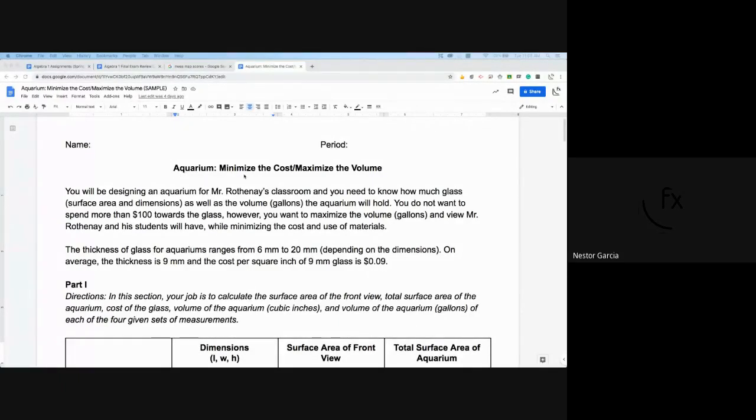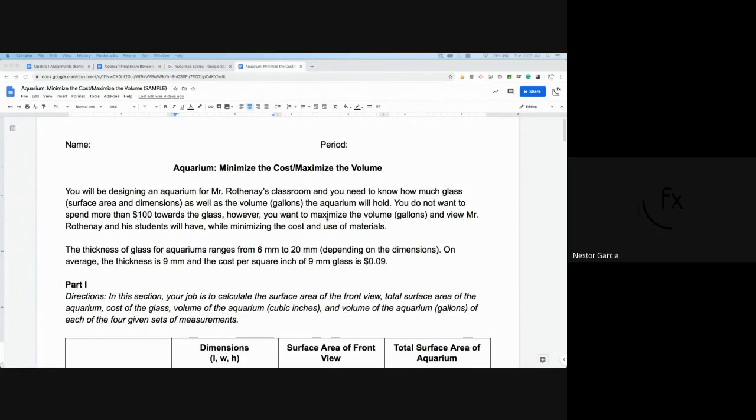In the aquarium, minimize the cost, maximize the volume assignment. You will be designing an aquarium for Mr. Rothany's classroom, and you need to know how much glass, that's surface area and dimensions, as well as the volume in gallons, the aquarium will hold.